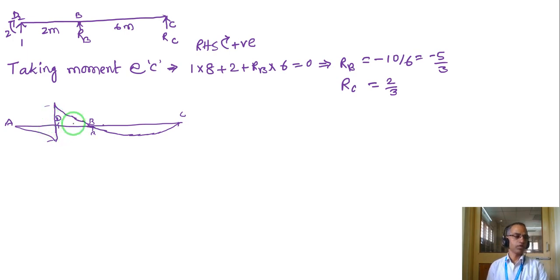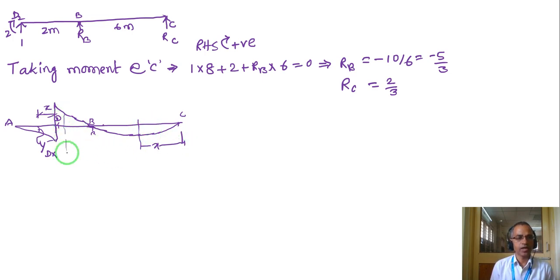This is the ILD diagram. Now it is only a matter of finding the ordinates. So if I take a section at X from this, the left hand side portion, that is a distance of X here, this ordinate will be my Y dx. Similarly, if I take a section from this side, X for the next span here, this is again X.